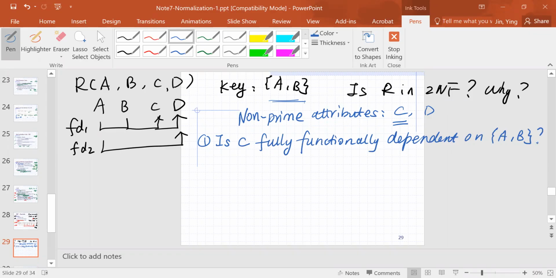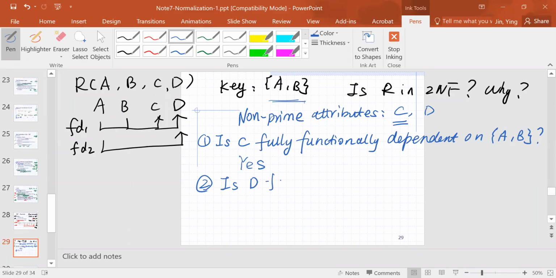Right, so we have this question, and we can see the only functional dependency related to ABC is FD1. So FD2 doesn't help anything on this question. So the answer is yes. In other words, AB is the left-hand set. You cannot remove anything from the left-hand set. Okay, and the second, we do the same thing for D.